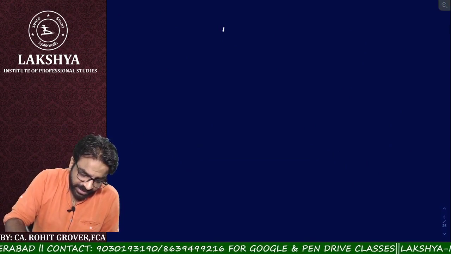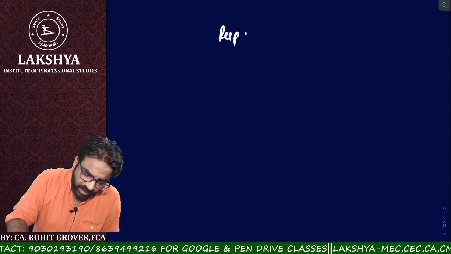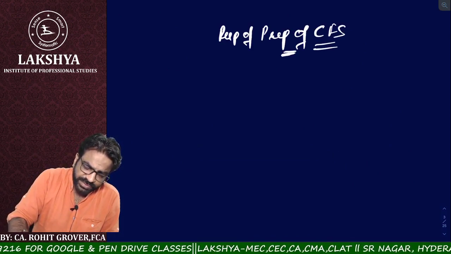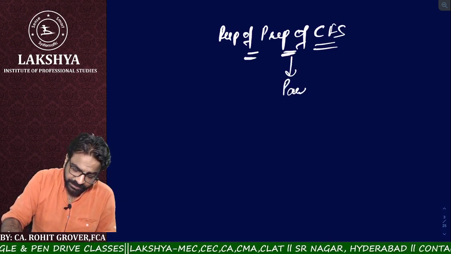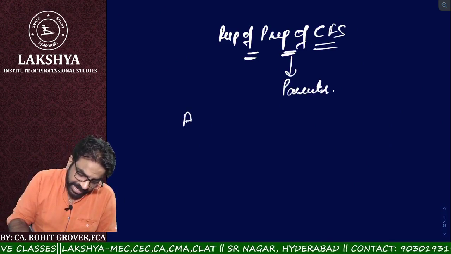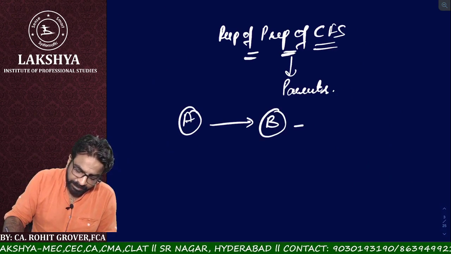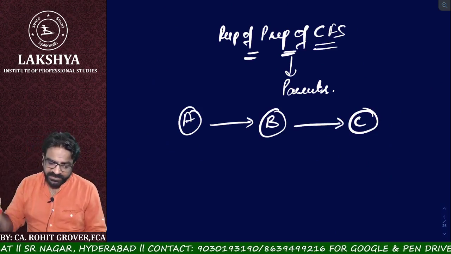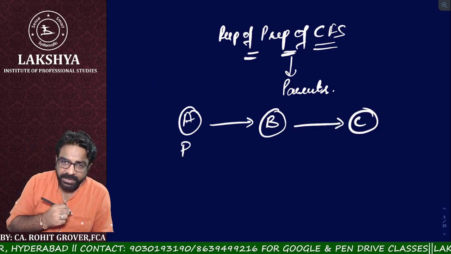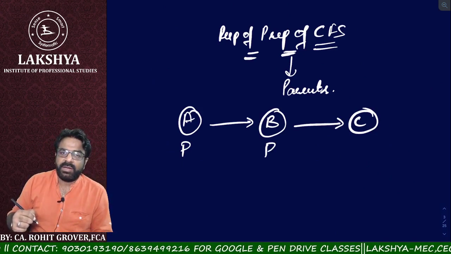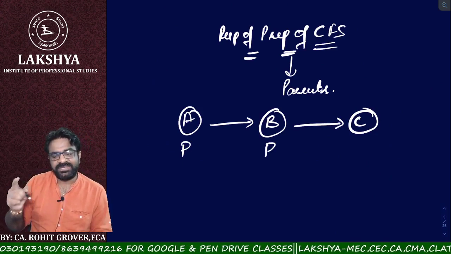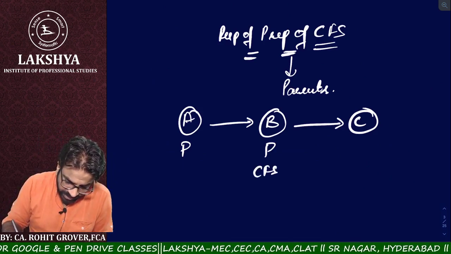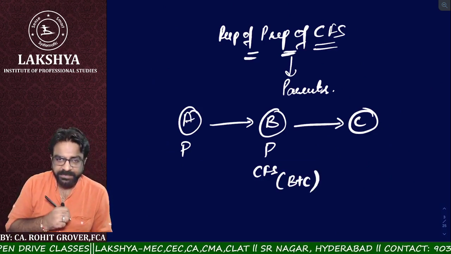Generally the responsibility of preparation of consolidated financial statements is whose? It is the parent's responsibility. Are you getting the point? Now suppose A is a holding of B and B is a holding of C. It means A is a parent company and B is also a parent company. A is the parent company of B as well as C, whereas B is the parent company of C. It means B also has to prepare the consolidated financial statements of B plus C. Are you getting the point?